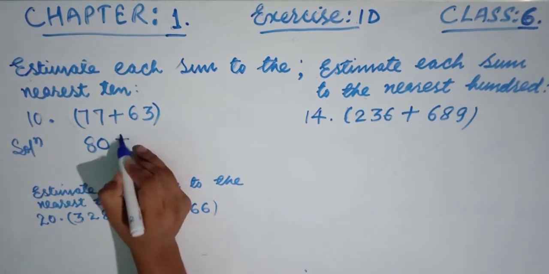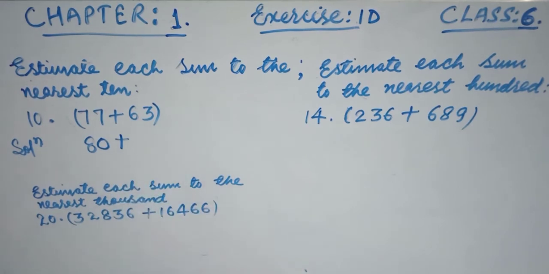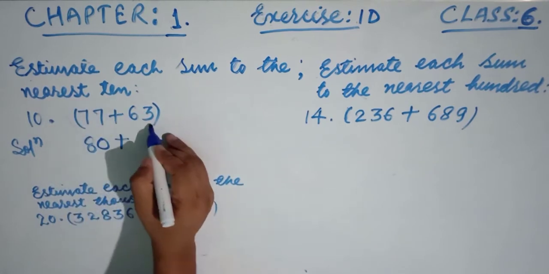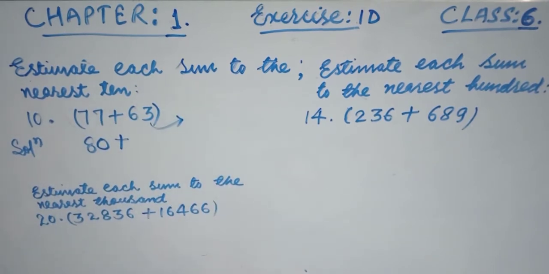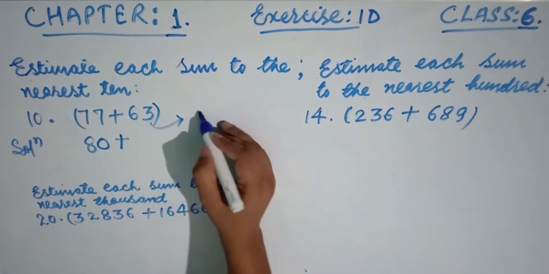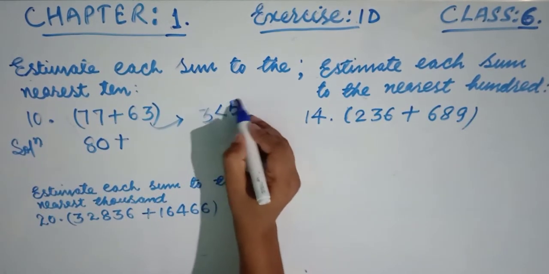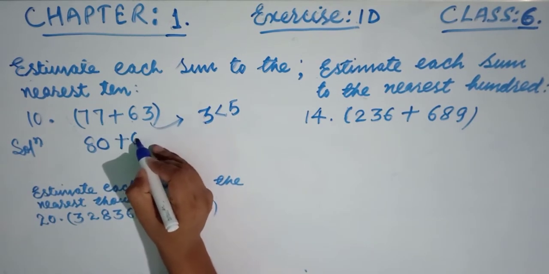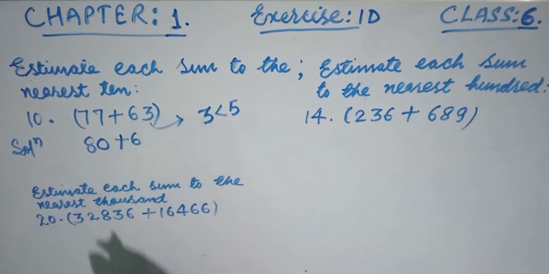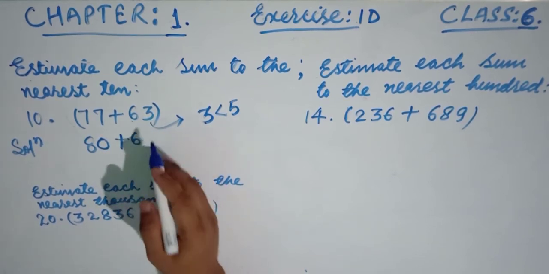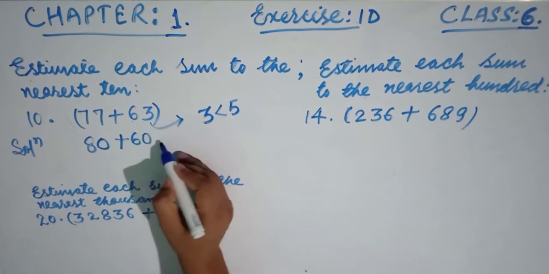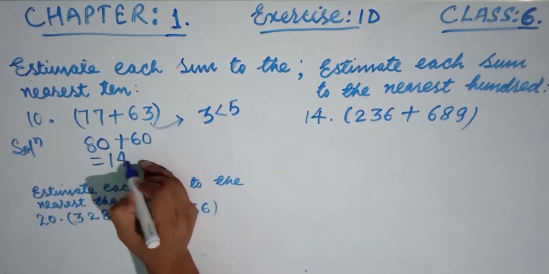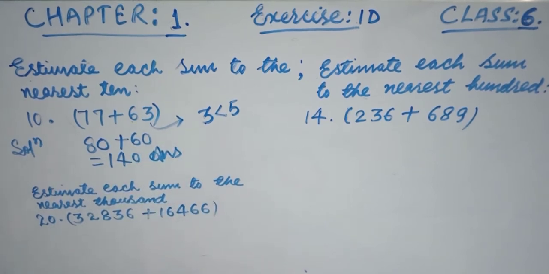Now here is the plus, friends. Now what about 63? Because we have to estimate to the nearest 10, we have to look at the ones place digit. The ones place is 3, friends, which is less than 5. So 6 cannot be changed; the tens place is as it is. Now this 3, the ones place digit, is changed to 0. Now add their values, friends: 140. This is your final answer. I hope you can understand. You can solve the questions.